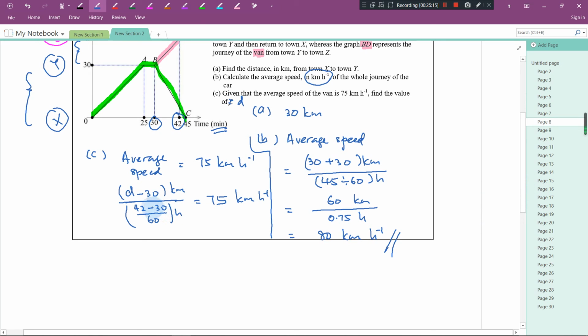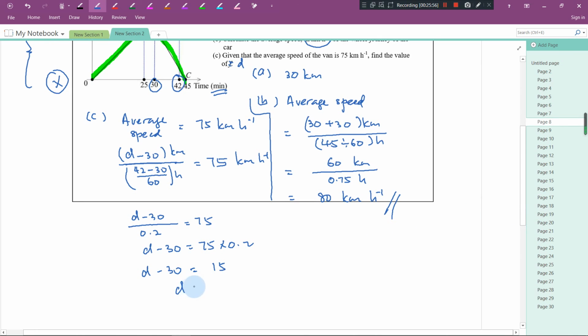The next thing is to just solve this linear equation and get the value of d. Now we can ignore the units. We just write it this way, easier, won't look so complicated. So 42 minus 30 is equal to 12, divided by 60, you will get 0.2. So d minus 30 is equal to 75 times 0.2, which gives you 15. d minus 30 is equal to 15.